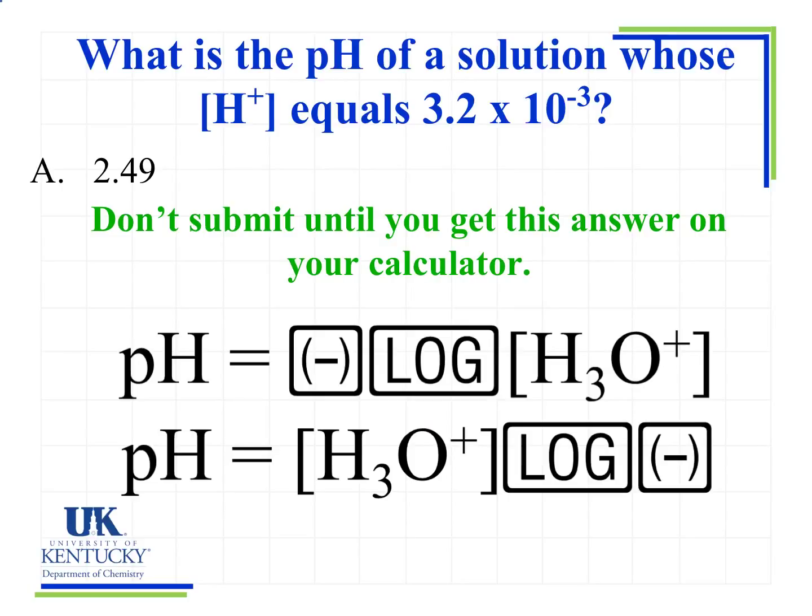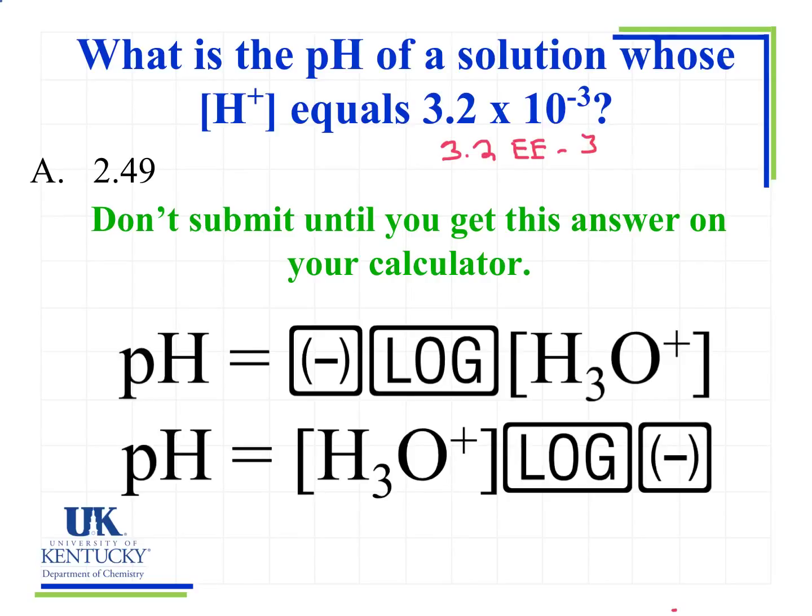The way you enter this on your calculator is, on some models you're going to hit the plus or minus sign, or it may show up as a negative sign. Then you're going to hit the log button. Notice there's a log and there's an LN, which is a natural log. You want to make sure you hit log, and then you're going to type in your H3O plus concentration. When you type that in, make sure you're putting this number in scientific notation, so that will probably look something like 3.2 EE to the minus third.